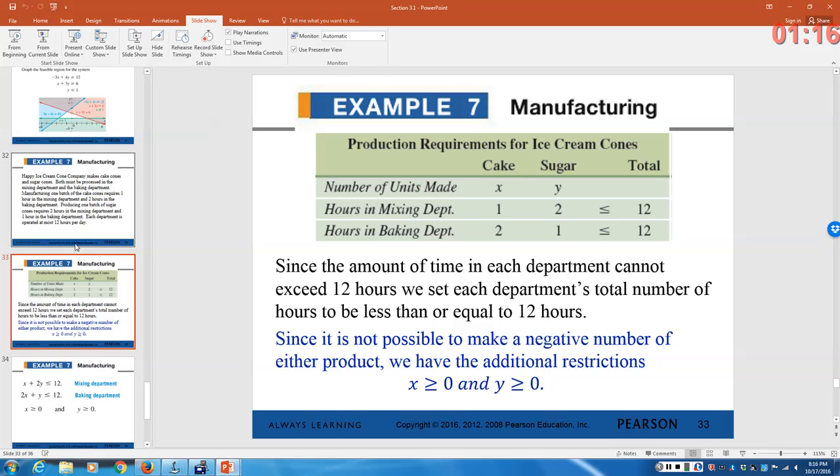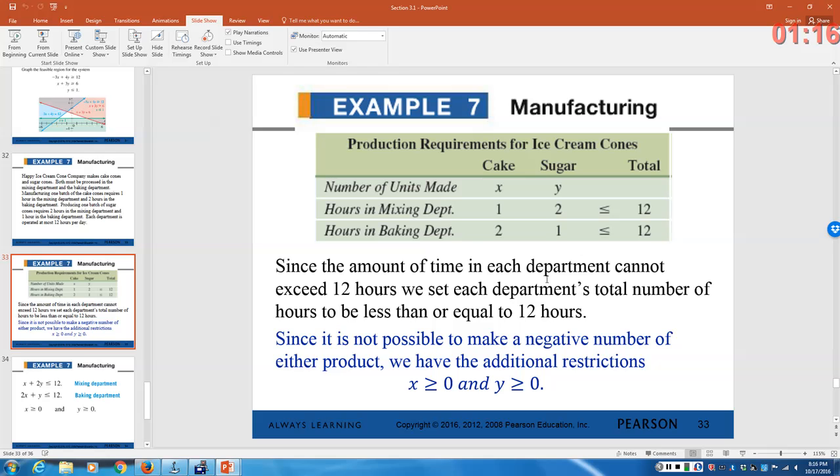For the sugar cones, they take 2 hours in mixing, but 1 hour in baking. So we're going to also have 2x plus 1y is equal to or less than 12. Okay? The table helps you organize the equations.